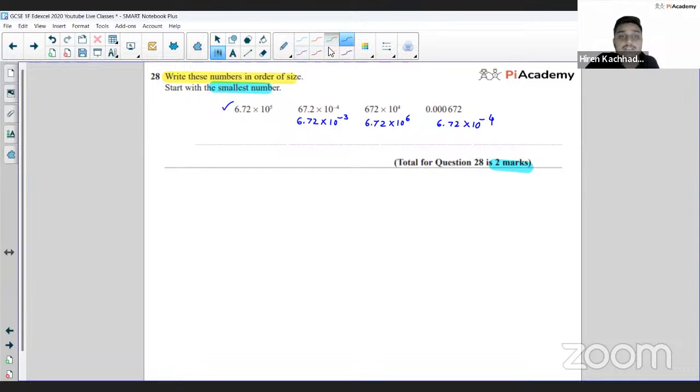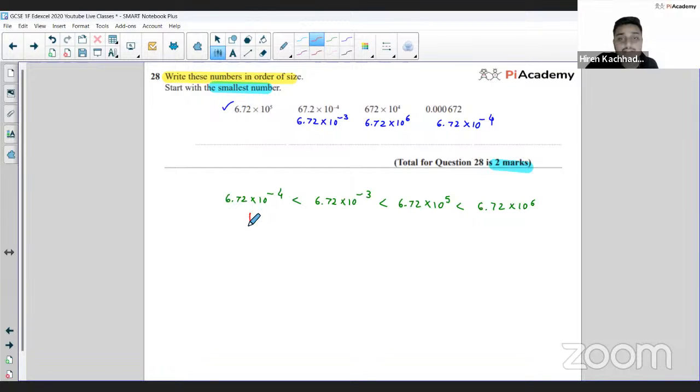Agree? So as you can see, we have to start with the smallest, okay? If you start with the smallest, then as you can see, this is the smallest, 10 raised to minus 4 power. So the first smallest here is 6.72 times 10 raised to minus 4. Then the next smallest is 6.72 times 10 raised to minus 3. And then the next one is 6.72 times 10 raised to 5. And then you have 6.72 times 10 raised to 6, right? Everyone? So from here, it's very clear.